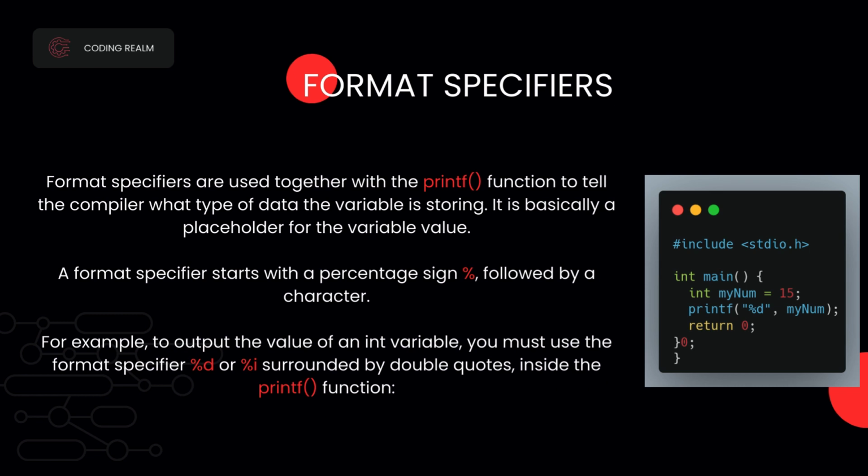Format specifiers are used together with the printf function to tell the compiler what type of data the variable is storing. It is basically a placeholder for the variable value. A format specifier starts with a percentage sign, followed by a character. For example, to output the value of an int variable, you must use the format specifier %d or %i surrounded by double quotes, inside the printf function. int myNum = 15; printf("%d", myNum); and finally the output is 15.